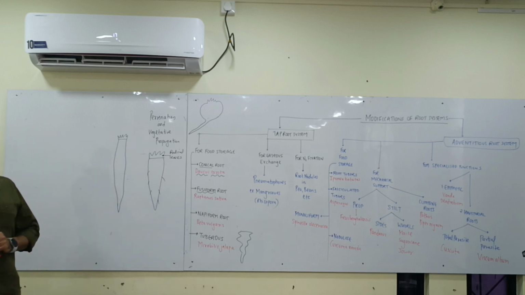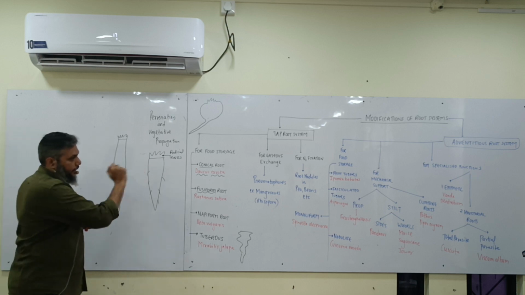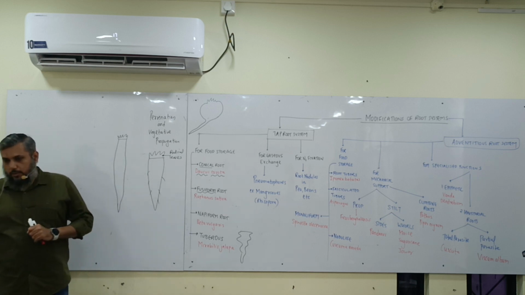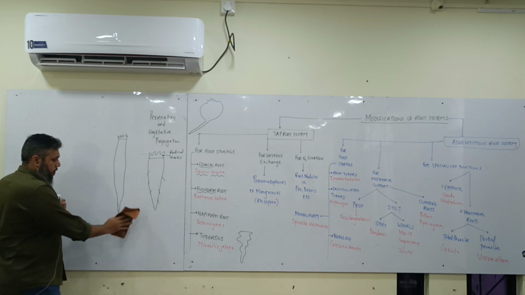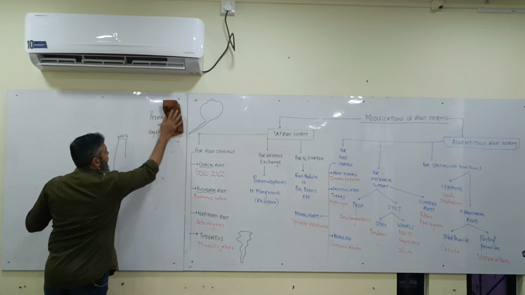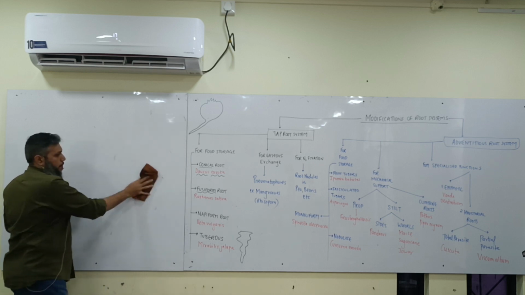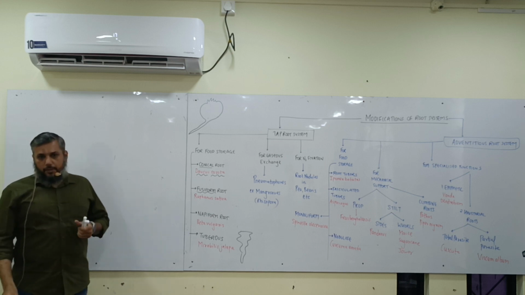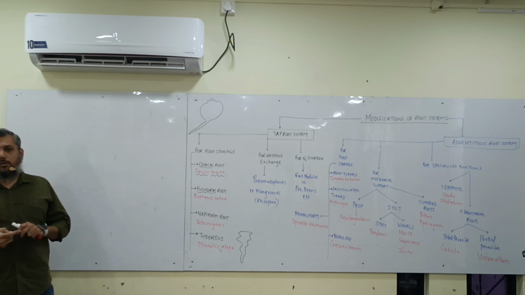Did you get it, everybody? Yes. The second type over there, what have we written there? For gaseous exchange. Okay, now there we have written a type of roots which are called pneumatophores.